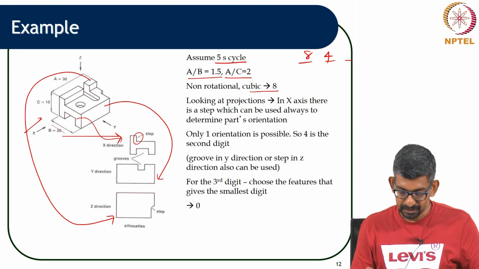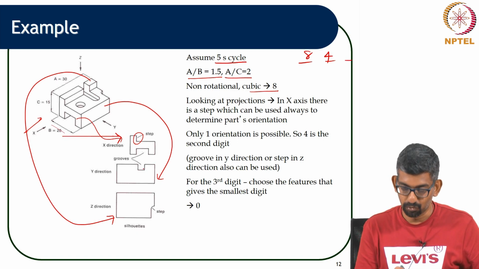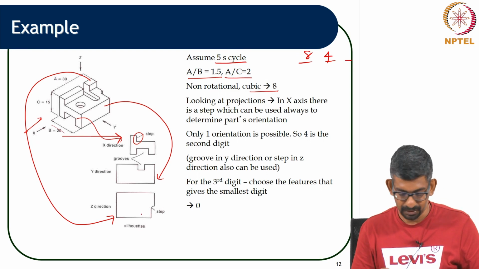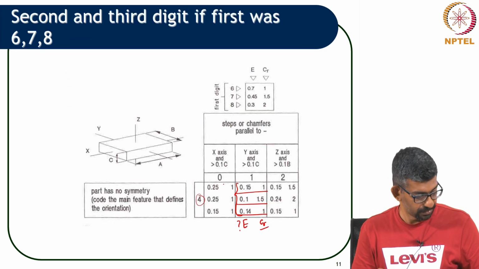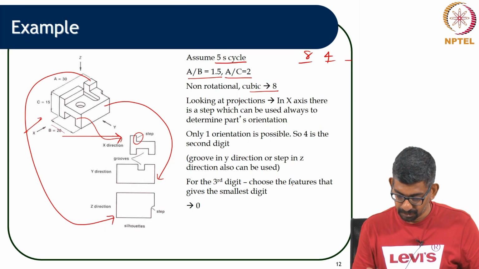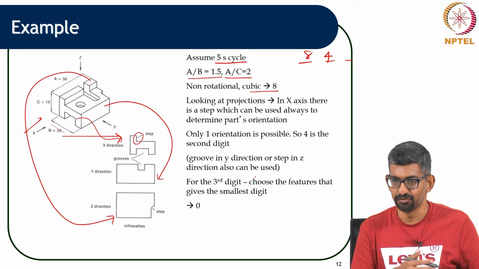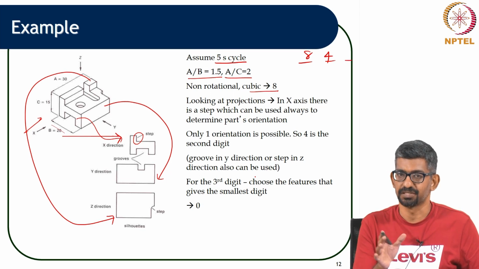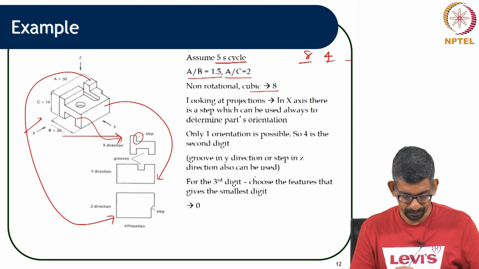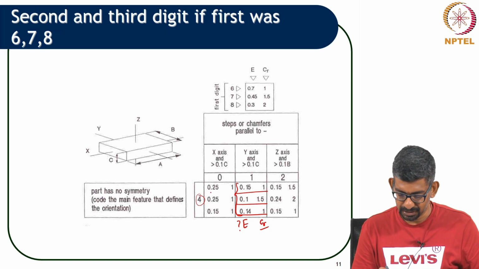Groove in the y direction or step in the z direction also can be used. So, there is a groove in the y direction or there is a step in your z direction, whichever you want to use. In that case, for your third digit, choose the feature that gives the smallest digit. If you have two options, obviously you will choose the one with the lowest, because that translates into lesser time. So, we will choose 0 in this case.